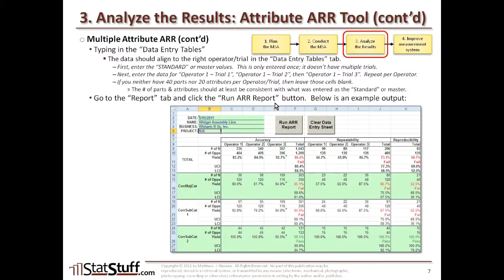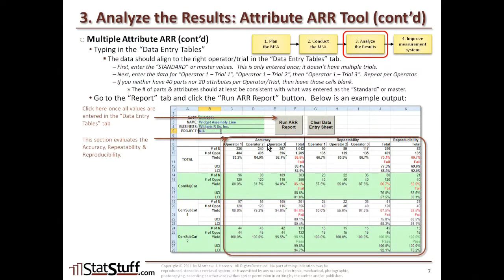And then when you click on that button, it's going to create an output that looks a little bit similar to this. And this is the button that you would press to execute this. And once you click there, this is going to be taking all the data that's on the data entry table, and it's going to calculate all the results that are listed here in this one page for the MSA results. So this section that's listed over here is where it's breaking it out by accuracy, repeatability, and then reproducibility.